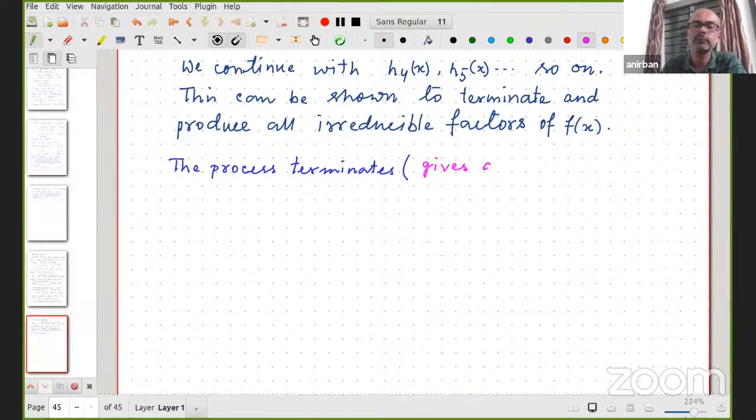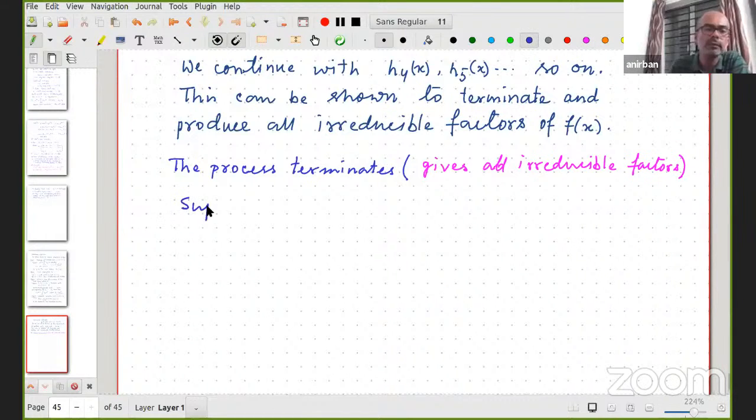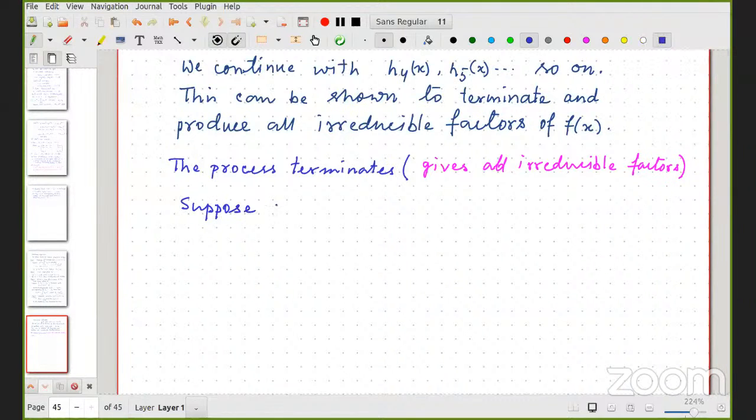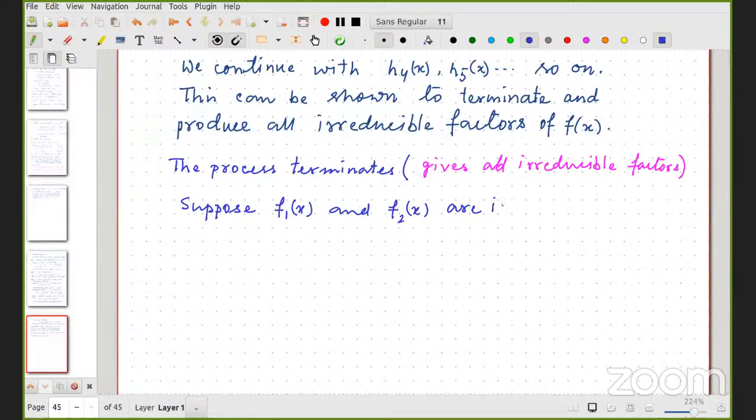Gives all irreducible factors. So suppose f1(x) and f2(x) are irreducible factors of f(x).